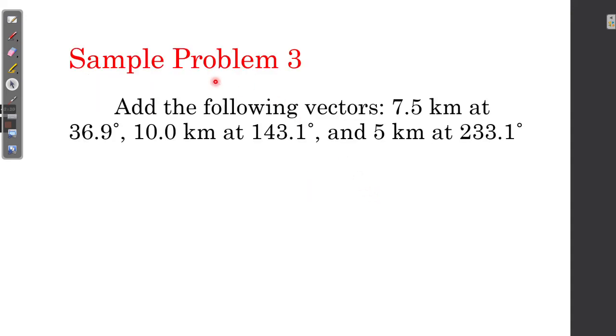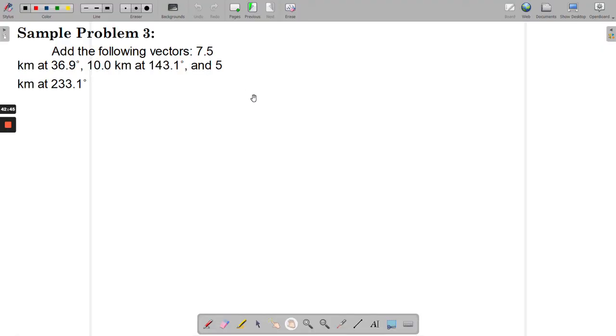Okay, so let's try that with our sample problem number 3. Add the following vectors: 7.5 kilometers at 36.9 degrees, 10 kilometers at 143.1 degrees, and 5 kilometers at 233.1 degrees. So what you want to do is, first, our first vector is 7.5 kilometers at 36.9.